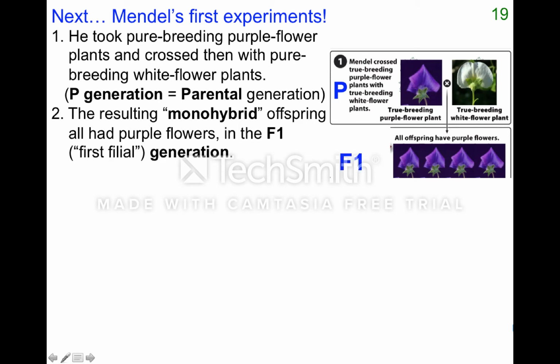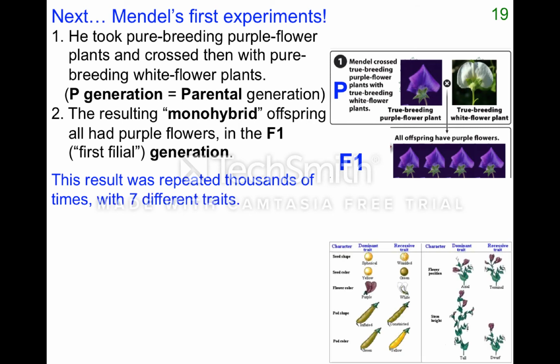This is called the F1 generation, or the first filial generation, okay? When he did this experiment thousands of times, he always found the same result. He always found that the F1 generation had purple plants. And he didn't just do it with flower color, he also did it with seed shape, seed color, pod shape, pod color, all these kinds of things. And always we found that the F1 generation had just one of the parents' types, and not the other one, and not some sort of blend between the 2.